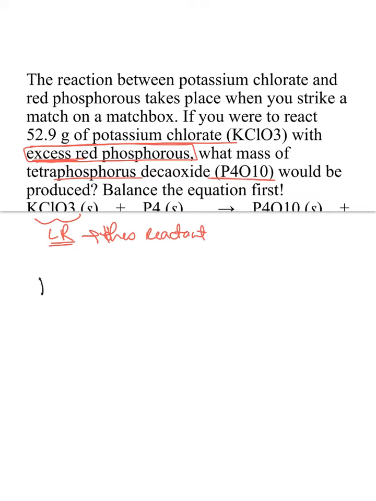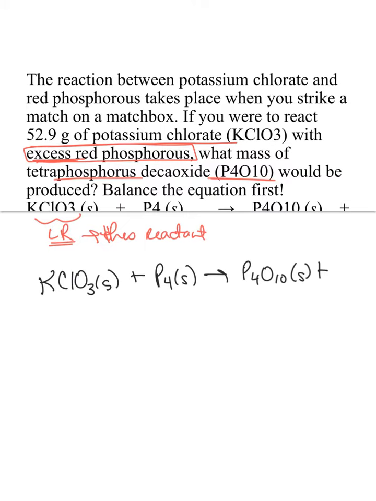Okay, so let's balance this equation. Potassium perchlorate plus P4 yields P4O10 plus potassium chloride. Now, in order to balance these, you see that you have 3 oxygens on the reactant side and you have 10 on the product side, and the quickest way to do this is to go for an even number that can go both, some multiplier. So 3 and 10. So I'm going to go with 30. We're going to go with 30 oxygen.